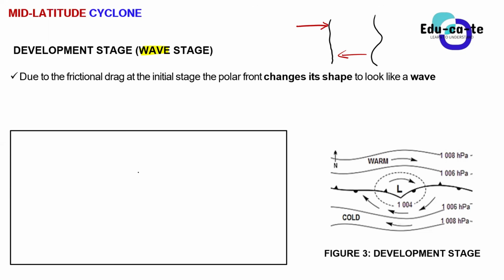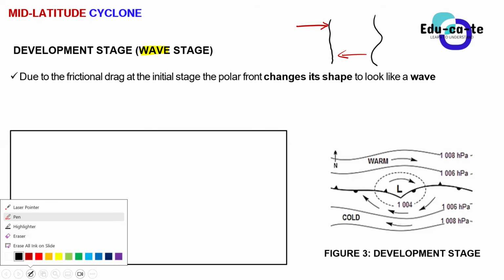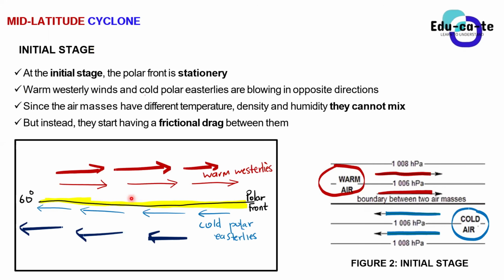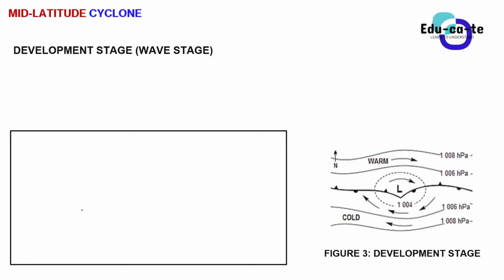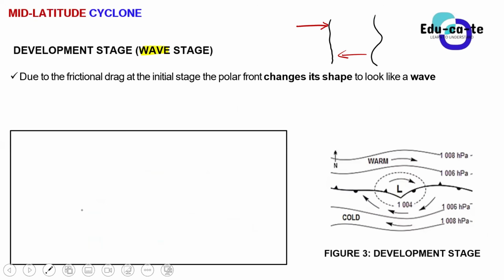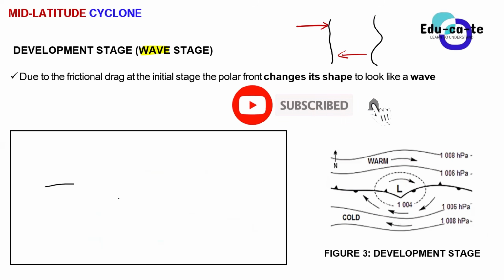Alright. Similar thing happens. Remember that at the initial stage, we had warm westerlies blowing in this direction, and on the other side we had cold polar easterlies blowing in the opposite direction. So these two are pushing the polar front. So the polar front will end up changing its shape to become something like a wave. All right. So instead of writing the polar front as a straight line, we will write it as a wave. I'm just going to write a smaller dent in a wave like this. Okay. So we'll draw it as a wave.